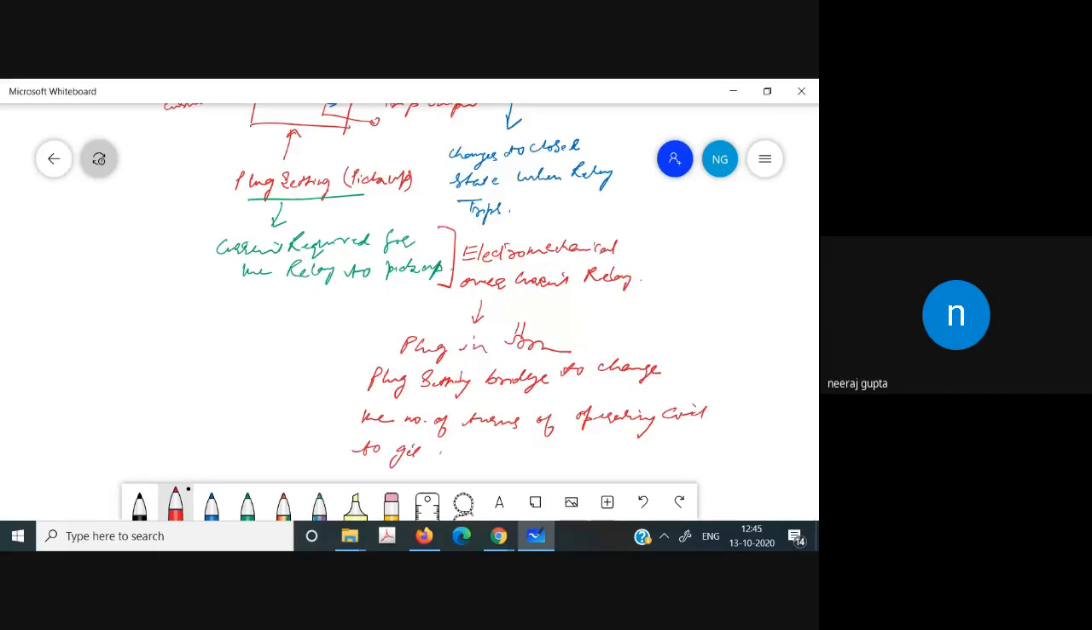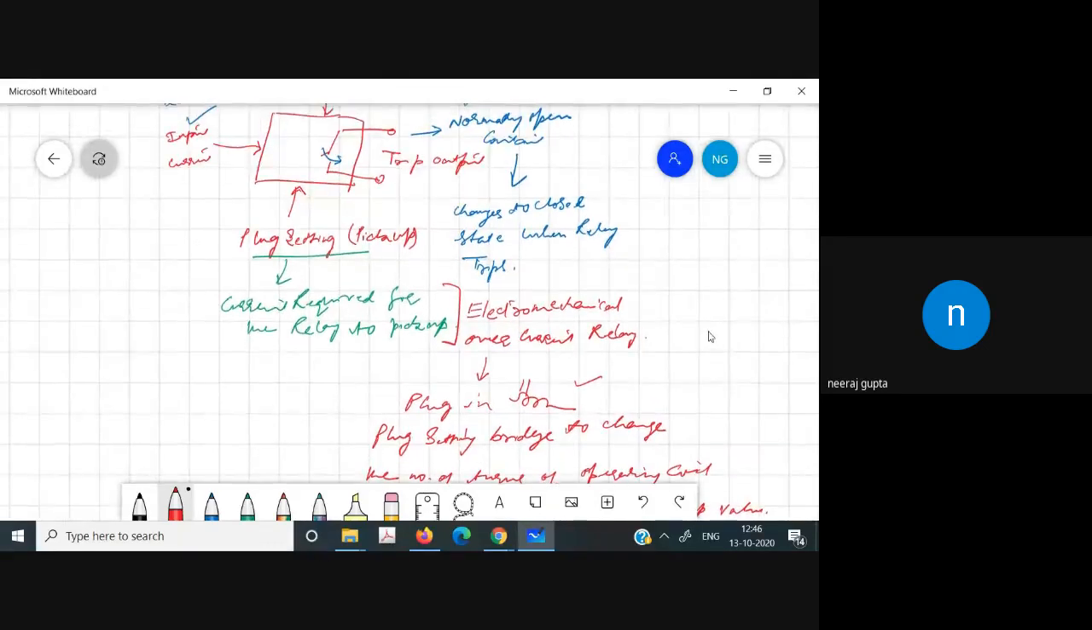So depending upon whatever current is required, the plug is inserted for the number of turns in that. So that's why the name is used. The same name is used nowadays also. So this is about the plug setting. Now this is the block diagram that we have discussed.